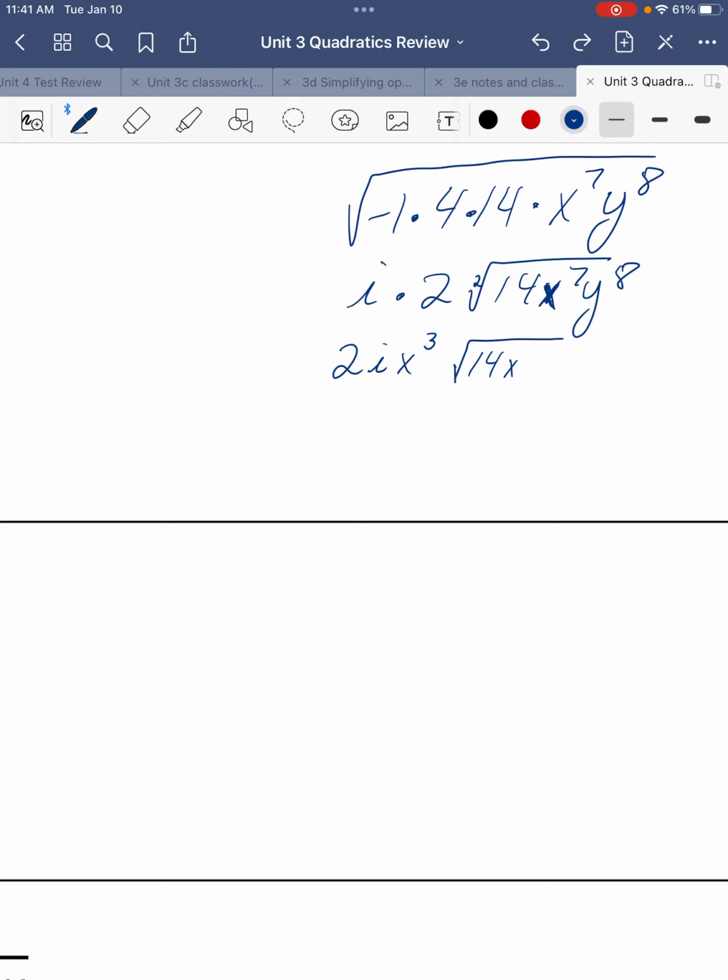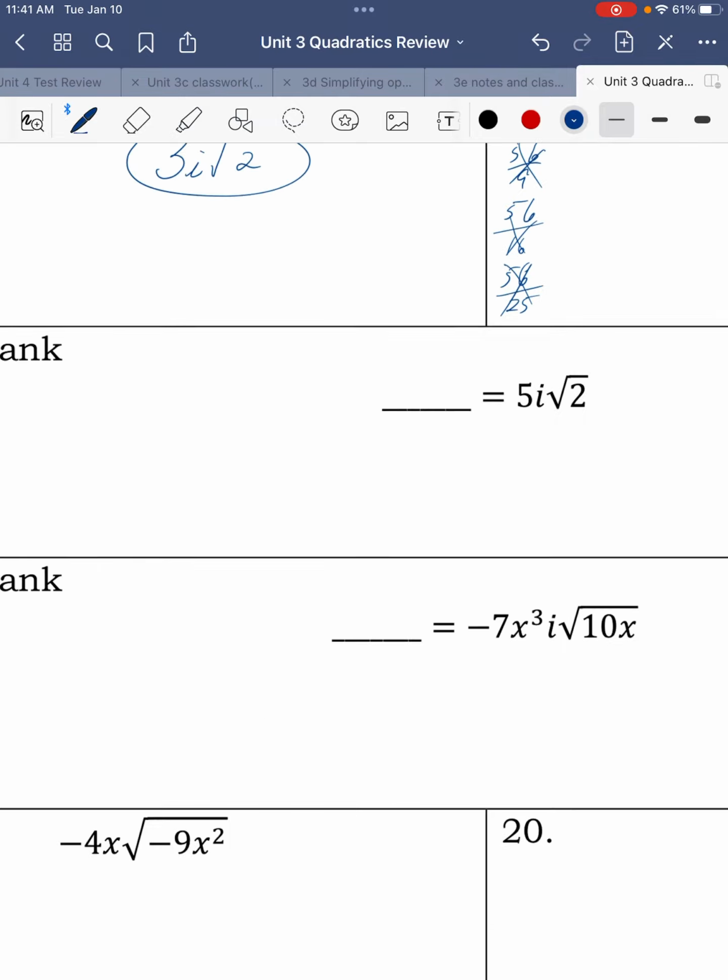And then y to the 8th, there's 8 y's multiplied together. How many groups can you take out? 2 groups of 2. That'd be 4. There's none left over, so there's no more y's underneath the radical. This is your final answer.